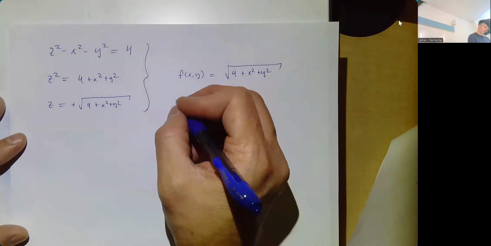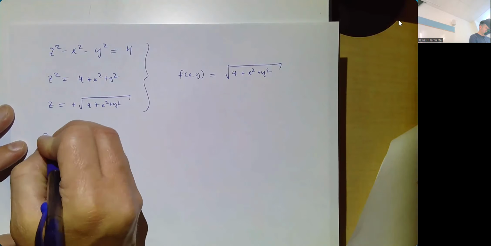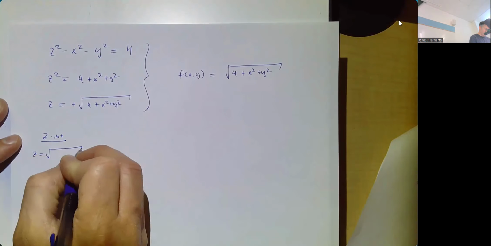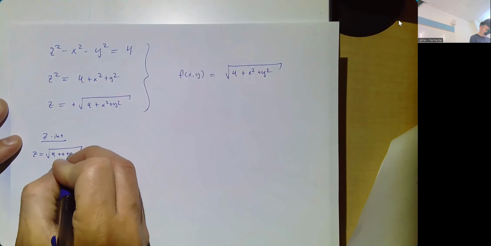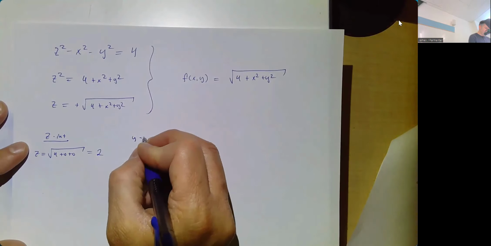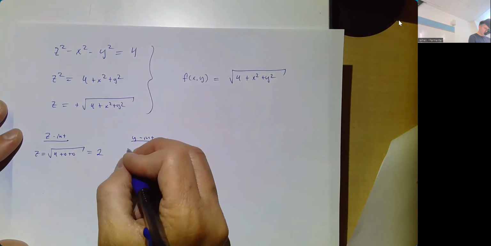I don't anticipate this coming up, but just in case, there's one thing I want to point out here. Intercepts are not a big deal, right? For the z-intercept, set x and y equal to 0, and you're going to get z equal to the square root of 4 plus 0, which is just positive 2, not plus or minus.